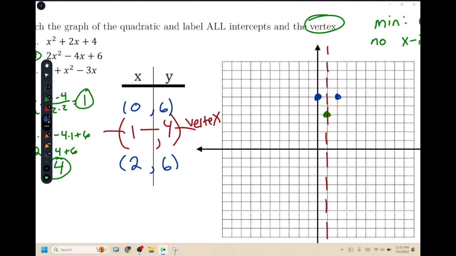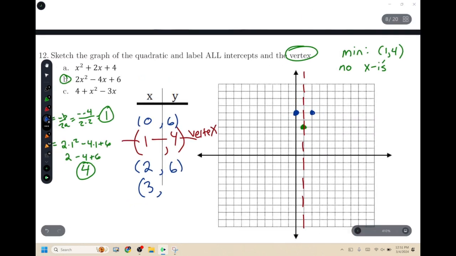What about 3 comma? Is it off the grid already? 2 times 9. Well, you don't know that. You're just guessing. No, do the math. Dang it. I don't think it's off the grid. I think it's at the very top. Oh, it's 12? Are you sure? Did you do it on your paper or in your brain? It's 12. You plug in 3, you get 2 times 9 minus 4 times 3 plus 6. So 18 minus 12 is 6 plus 6 is 12.